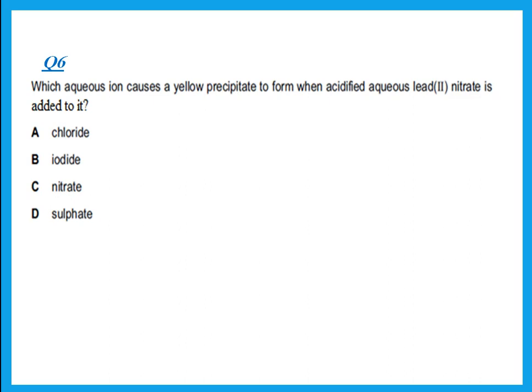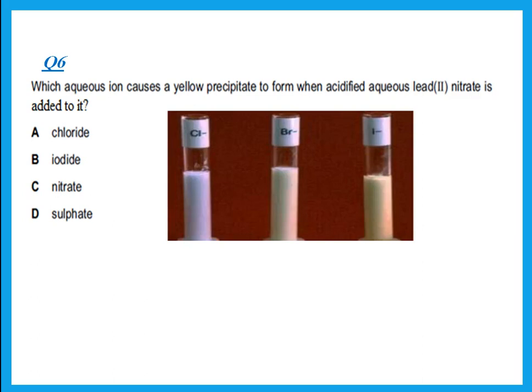The next question says which aqueous ion causes a yellow precipitate to form when acidified aqueous lead nitrate is added to it? Again, we said lead nitrate or silver nitrate is a test for what? It's a test for chloride, bromide, iodide. Whether we're saying lead nitrate or silver nitrate, they give the same results. So which one gives a yellow precipitate? You should realize that the chloride gives white, the bromide gives cream precipitate, and the iodide is the one that gives a yellow precipitate. So that means that we have iodide.